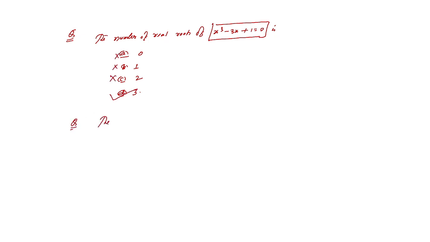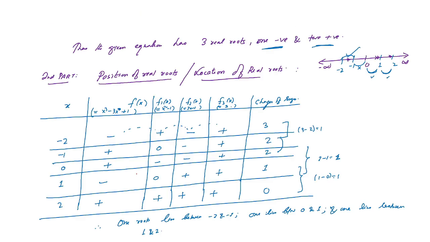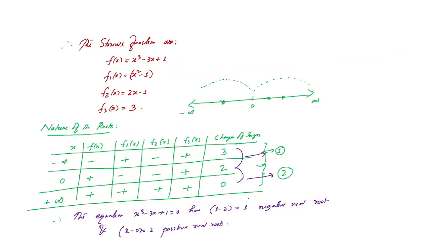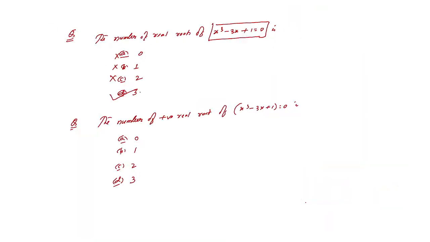If you are asked the number of positive real roots of x cube minus 3x plus 1 equals 0, option A is 0, option B 1, option C 2, and option D 3. Here you have seen that the number of positive roots is exactly 2 with the help of Sturm function, that we must decide. So the number of positive roots is 2 and all other options are false.